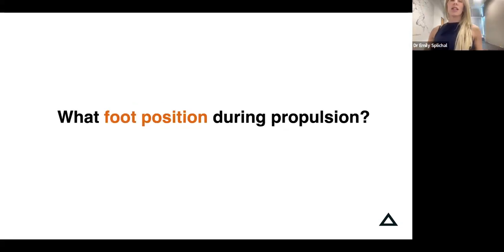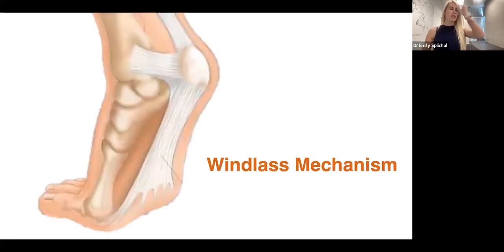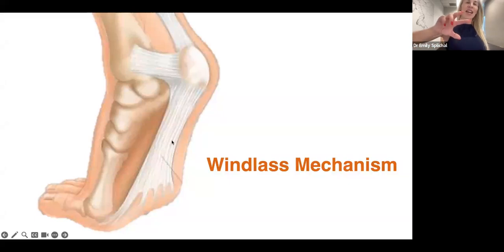What is the foot position during propulsion? Bam, it is a rigid lever. Look at that rigid lever, right? So we got first MPJ dorsiflexion. Technically, when your first MPJ dorsiflexes, your plantar fascia tightens and it inverts your subtalar joint. So I want to see ankle plantar flexion, inversion of the heel, and some beautiful first MPJ dorsiflexion.